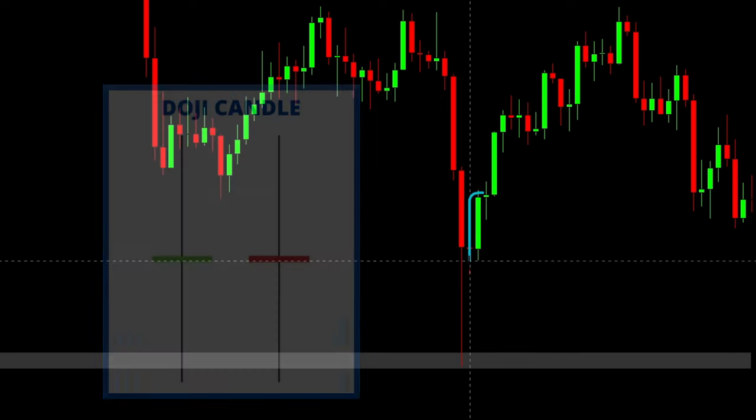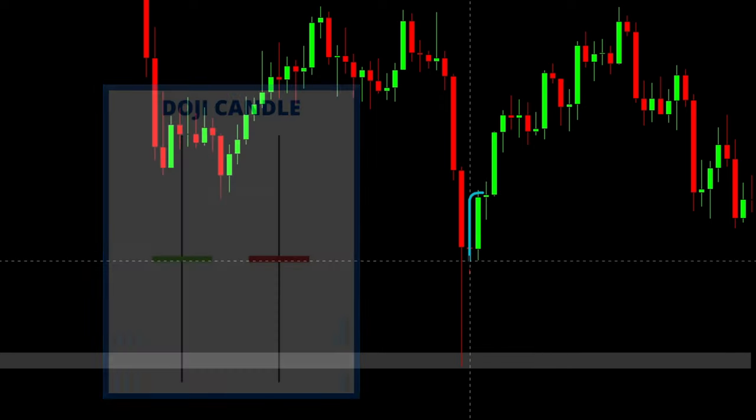Let's say that you shorted the market right here, so you were in a short position betting that the market would go down. If you are in a short position right here and then you see doji candles starting to appear on the chart, depending on your trading strategy, this could actually be a signal that you might want to exit your trade and lock in some profits, because as we talked about, this is a signal that the market is starting to lose steam.